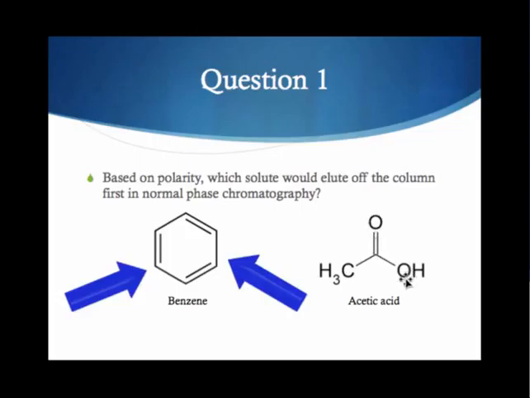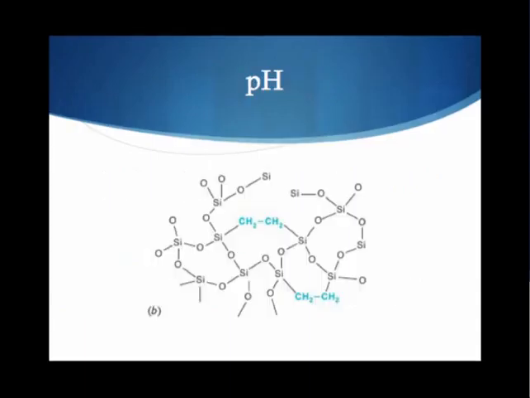And these oxygens really pull the electrons away from the central carbon, and so that really makes this molecule a lot more polar compared to benzene. Now moving on from polarity, pH is another factor that affects the order of elution.